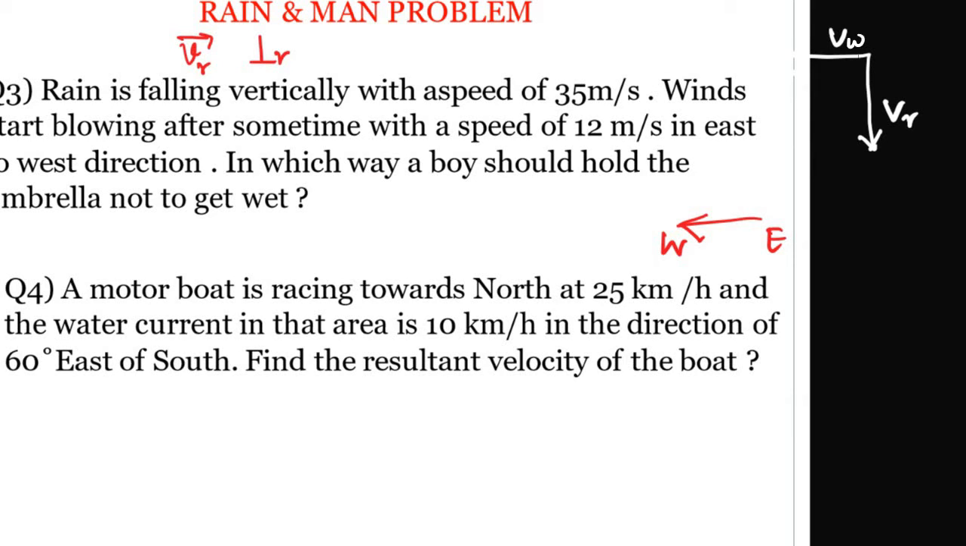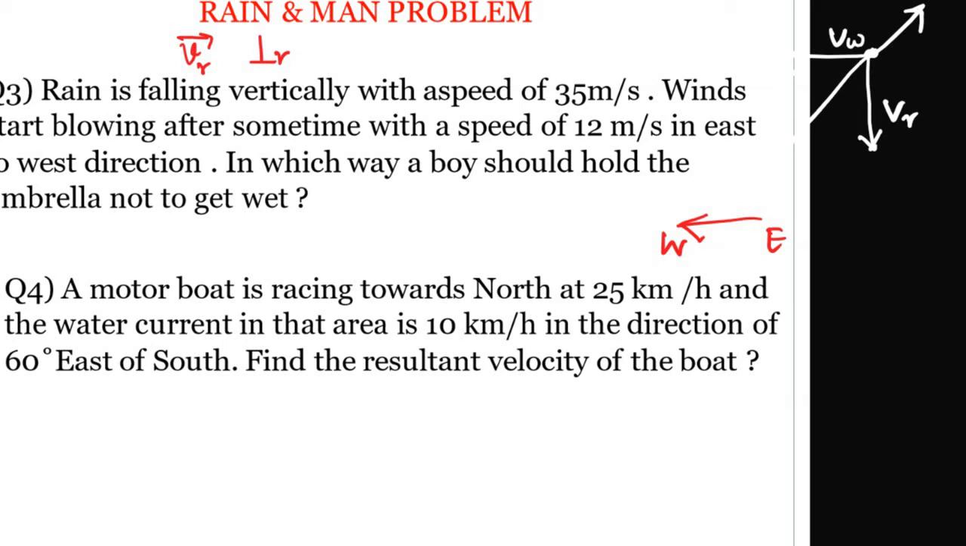This would be VW. Then if the boy is standing here, how should he hold his umbrella so as not to get wet? That would be the resultant of it. But the resultant, of course, cannot be downwards. So I will extend it and find out the magnitude and direction of it. Okay, so this is how you solve a rain and man problem. Next one is question 4.